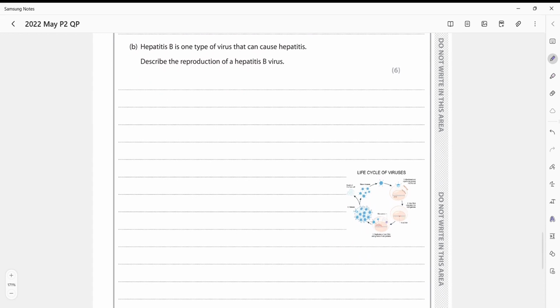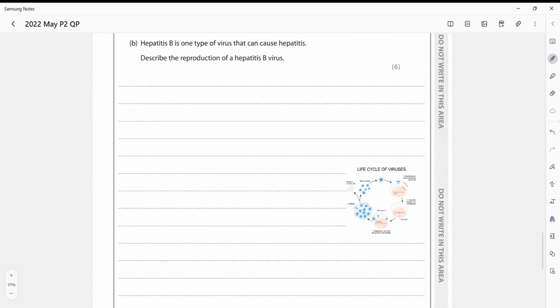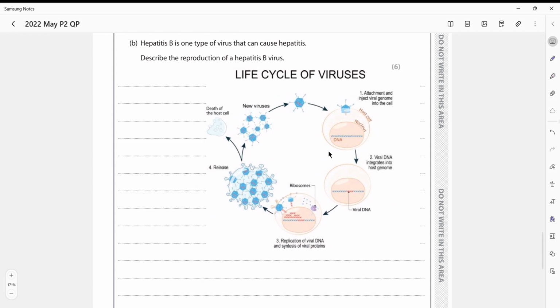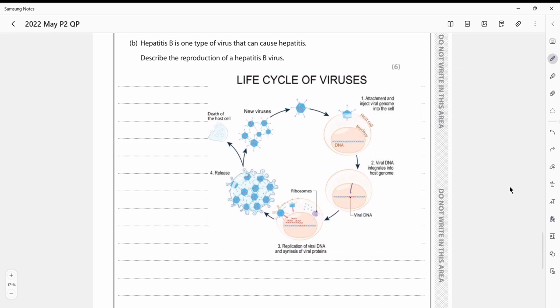All right, let's move on to part B. Hepatitis B is one type of virus that can cause hepatitis. Describe the reproduction of a hepatitis B virus. So let me just pull up the diagram that we have here. And let's go over this one together. Okay, so here's the life cycle of the virus.